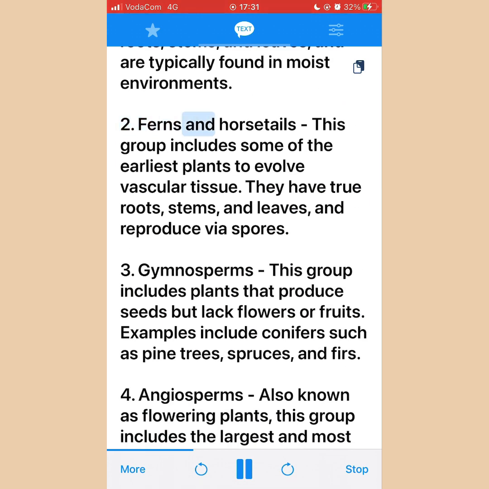2. Ferns and horsetails. This group includes some of the earliest plants to evolve vascular tissue. They have true roots, stems, and leaves, and reproduce via spores. 3. Gymnosperms. This group includes plants that produce seeds but lack flowers or fruits. Examples include conifers such as pine trees, spruces, and firs.